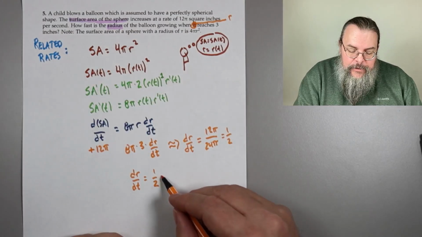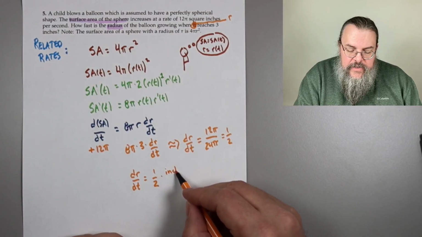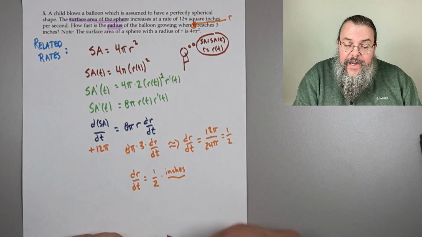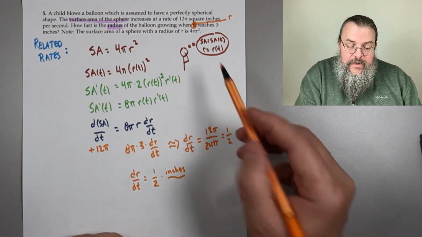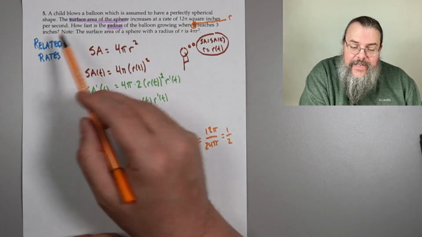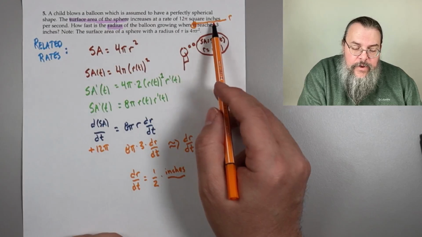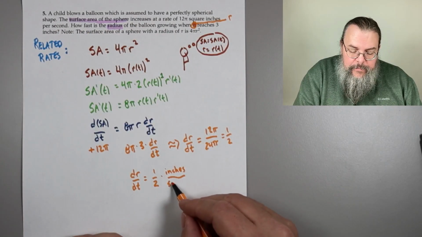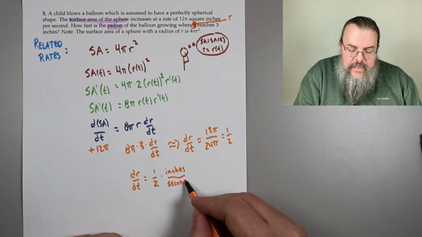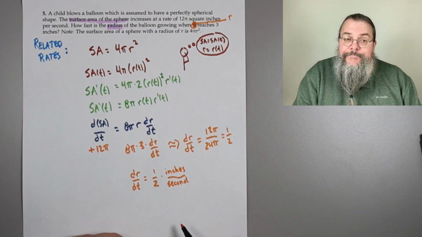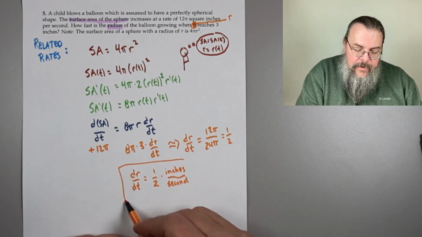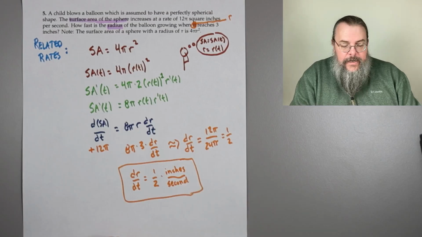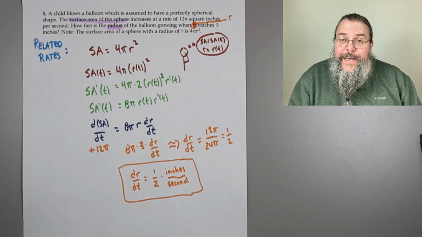And so the units of r is inches. What's time being measured in? It's being measured in seconds, right? Because we see this rate was 12 inches squared per second. So it's going up at 1/2 inches per second. And there we go. What a lovely answer.